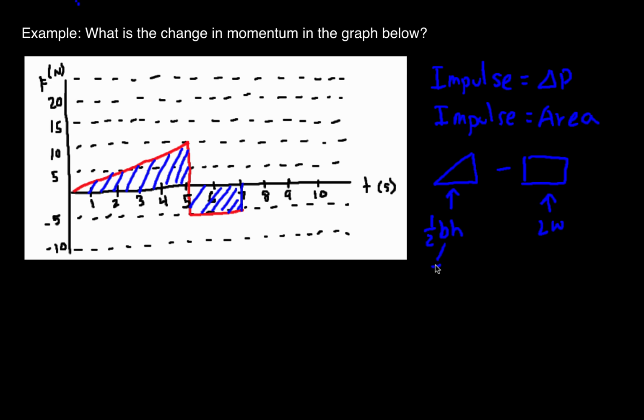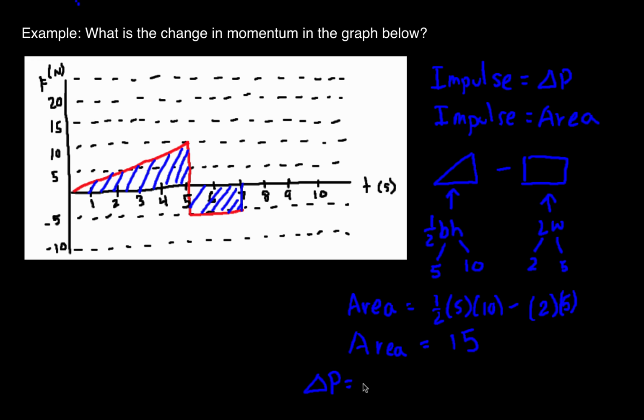The base of the triangle is 5. The height of the triangle goes to 10. The rectangle has 2 squares on the x-axis, so the length of the rectangle is 2. The width goes to -5, or just 5. So the total area is 1/2 times 5 times 10 minus 2 times 5, which gives us an area equal to 15. So the change in momentum, which is equal to the impulse, is 15 kilogram meters per second.